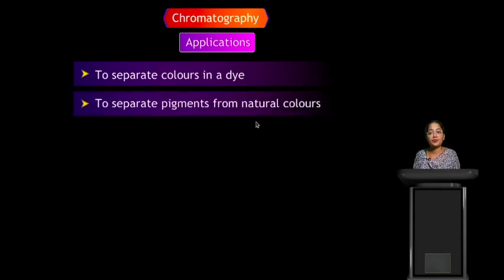And also to separate pigments from natural colors. Natural colors may be from plants, maybe from animals. See in green, how it's made from blue and yellow. So blue and yellow mix and become green. In the same way, this chromatography can be used to separate blue and yellow from green. That means it can be used to separate natural pigments or natural colors from plants or animals or anything that is naturally derived.